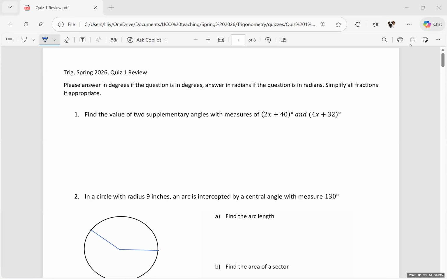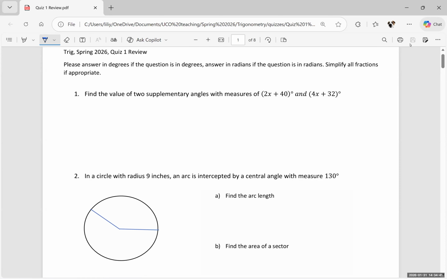All right, this is a review for the first quiz in our trigonometry class. We're going to go through every question step by step and explain how to do them. You need to know that if the question is asked in degrees, then you need to answer in degrees. If the question has the angle in radians, then your answer needs to be in radians.